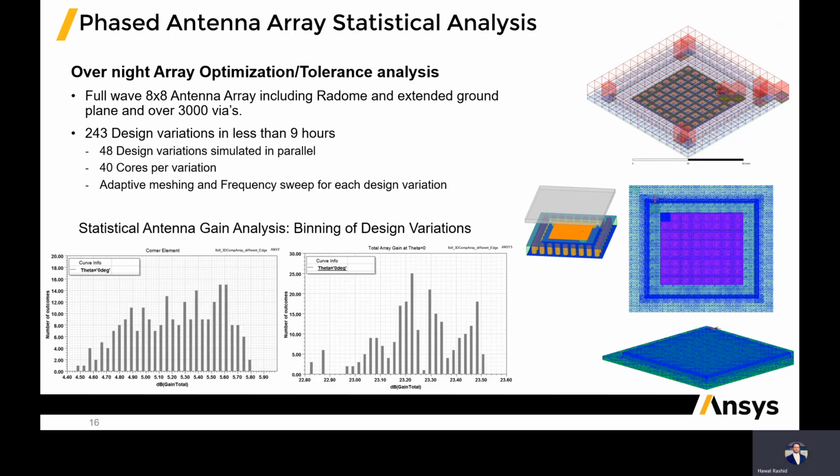And if we look here at the statistical antenna gain analysis, if we look at the binning of the design variations, the left one shows the binning of the corner element. We are looking only at the boresight values, and in this one it says the total array gain. What we are looking at again is boresight values.